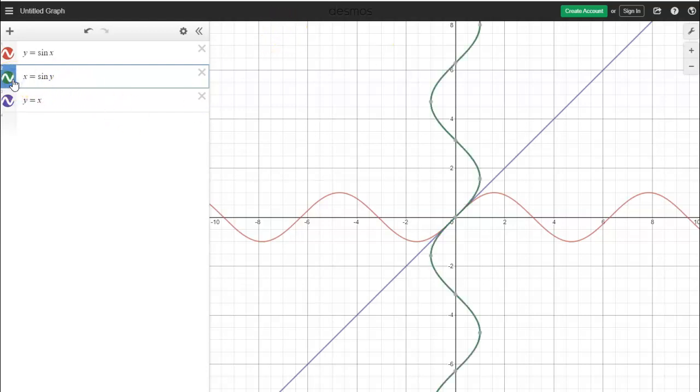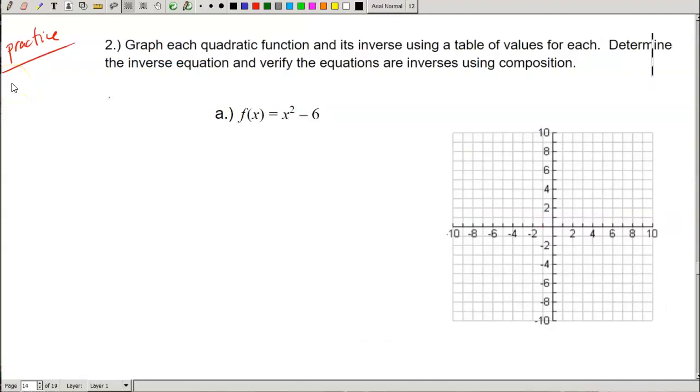Okay. All right, so to finish this up, I want you to go ahead and practice one of these. This practice problem says to graph each function and its inverse using a table of values for each, and then determine the inverse equation and also verify the equations are inverses using composition. So this is really kind of everything that we've learned here in one, so it's a good kind of self-check to see if you know what you're doing here.